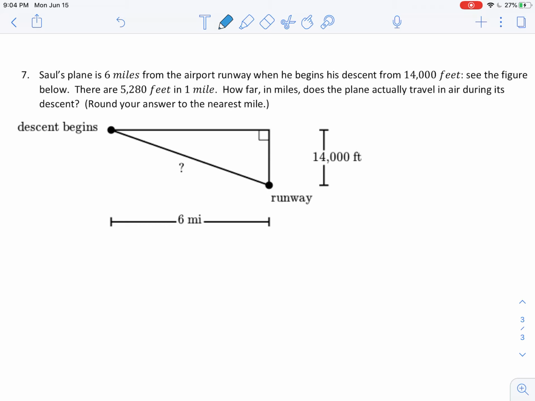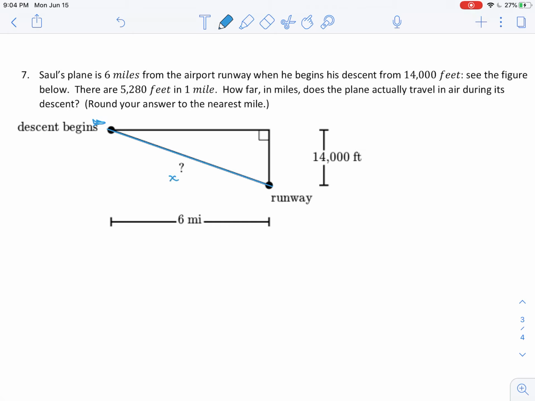So, a couple things going on in this one. It says the descent begins here. You could picture we've got our little bitty airplane up here, and he's going to start not just flying straight ahead anymore. He's going to start descending to get to the runway. This is where he's eventually going to land, where he touches down. So, we don't know how long he has to travel.